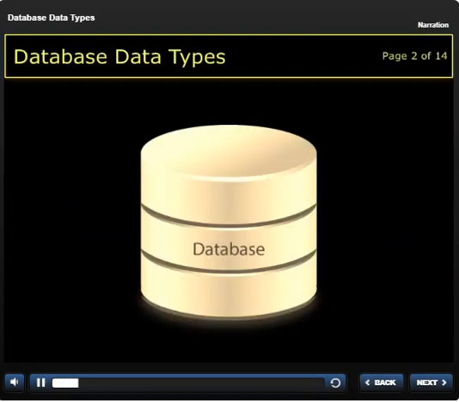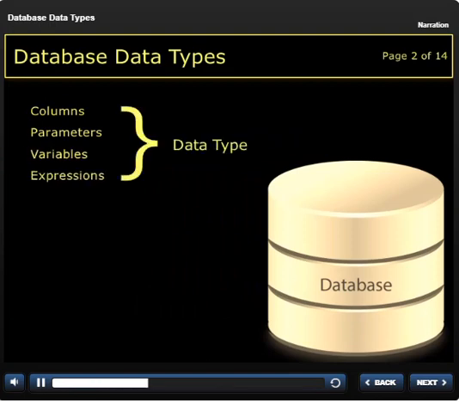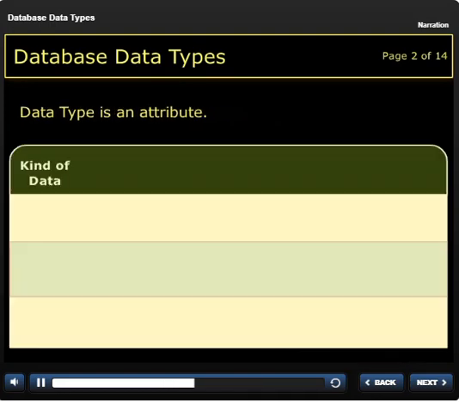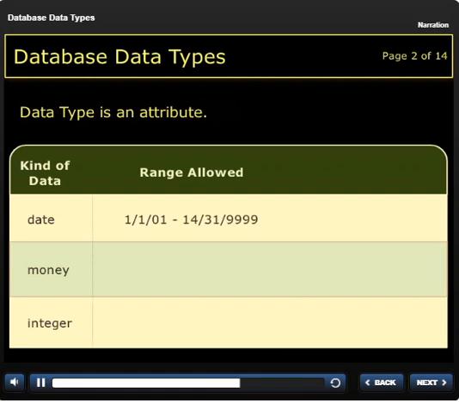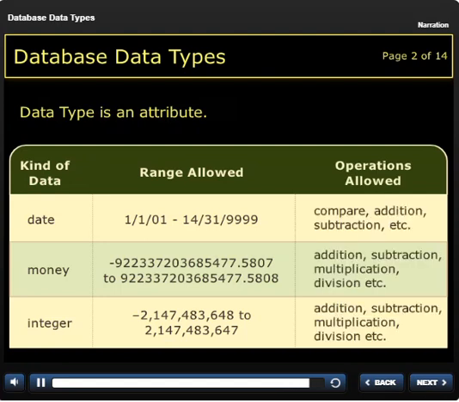In most relational databases, all columns, parameters, variables, and expressions have a specific data type. Data type is an attribute that determines what kind of data can be stored in the column or variable, the range of the value that can be entered into the column or variable, and what operations are allowed on that data.